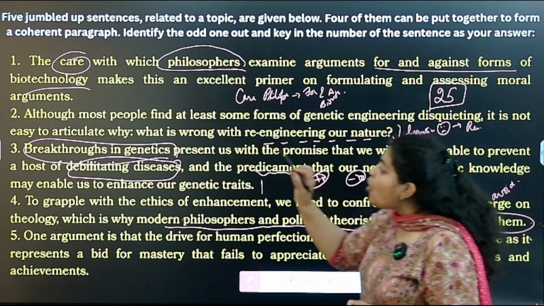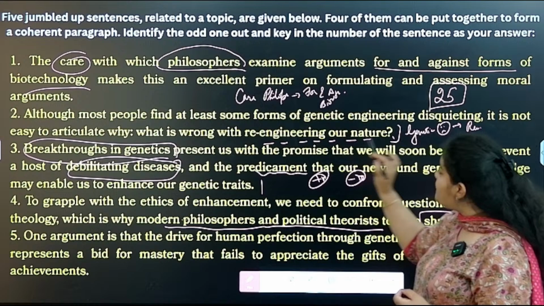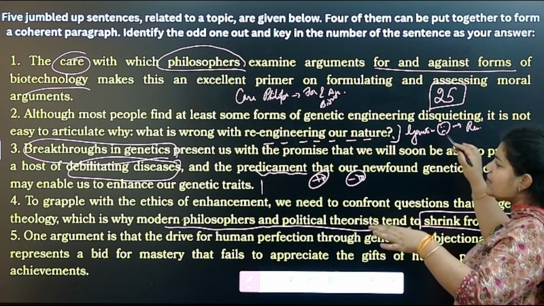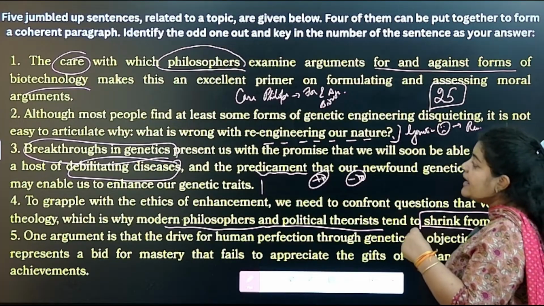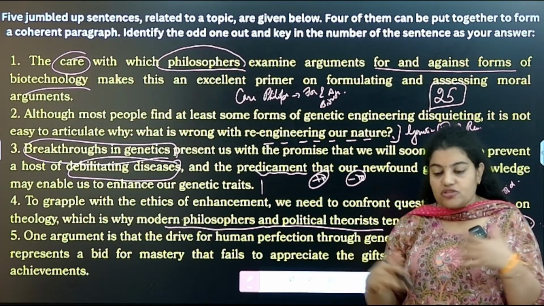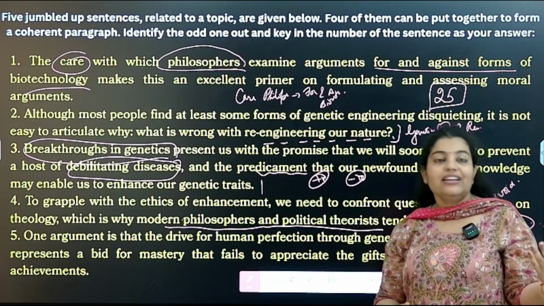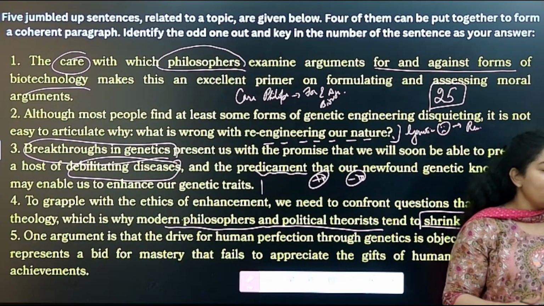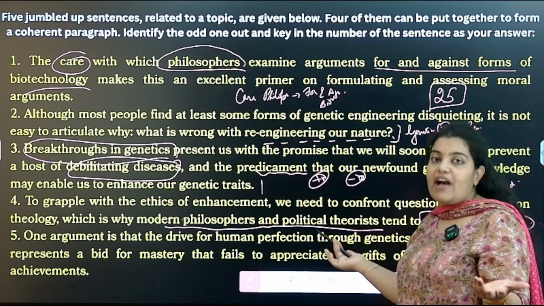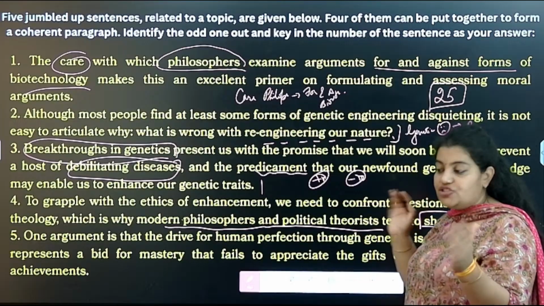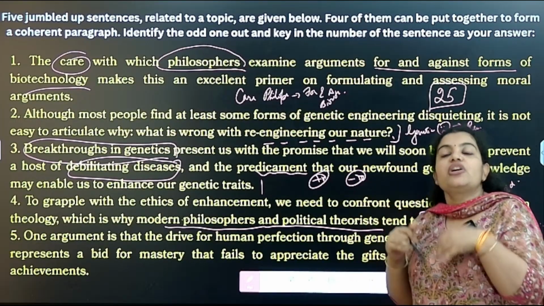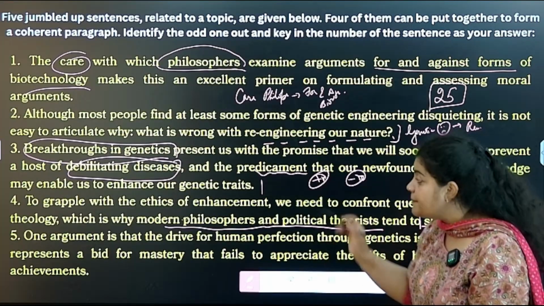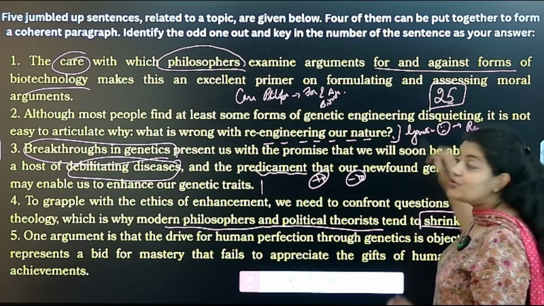Let's again understand. Although most people find at least some form of genetic engineering disquieting, it is not easy to articulate why. Okay, so the author कह रहे हैं कि लोगों को genetic engineering they find it disquieting. Okay, that is a cause of worry, right? And the author is saying they don't know why, what is wrong with re-engineering our nature. In case we want to change our own nature genetically, हमें अपना nature change करना है, so what is wrong with it? Okay, and the fifth is actually giving you the answer.